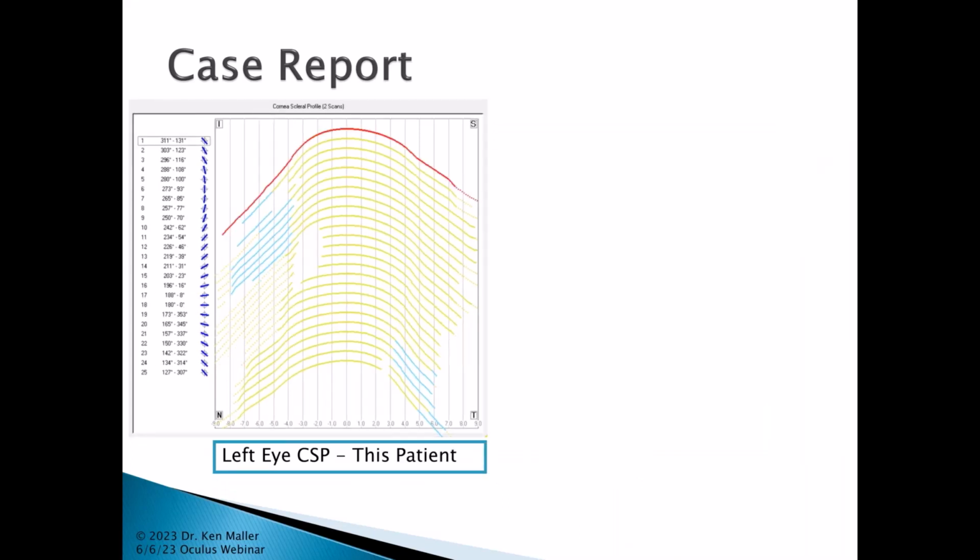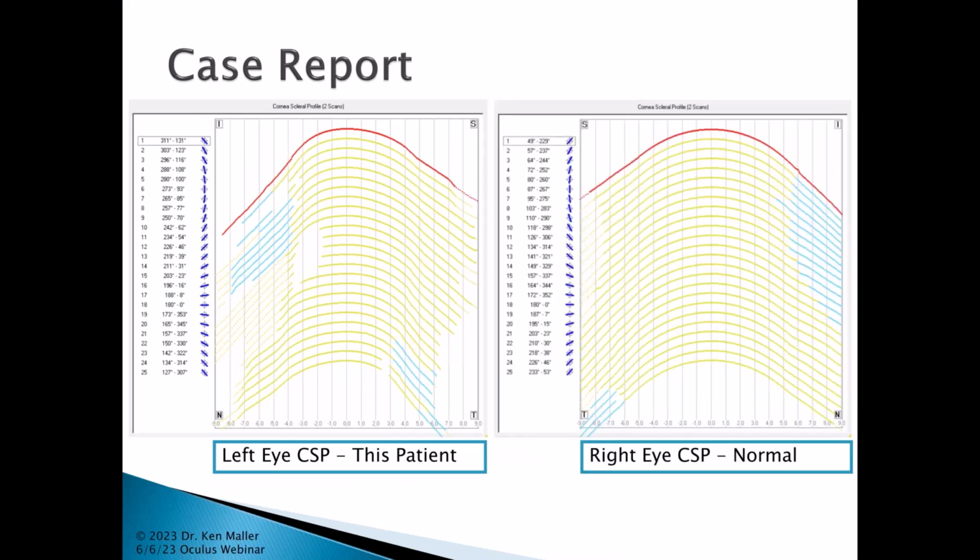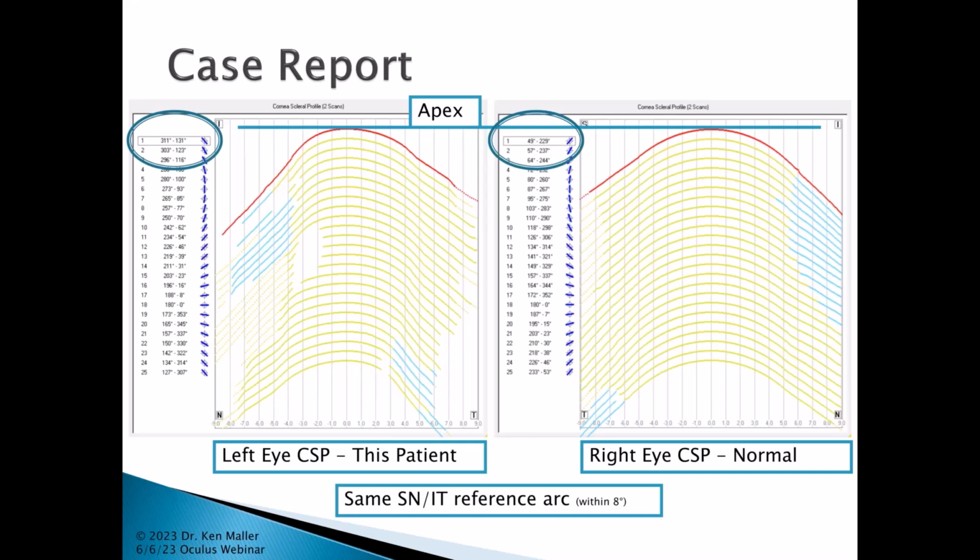All right, so if we take a look at the left eye CSP report of this particular patient and we compare it to a normal right eye CSP report, we see a couple of very interesting things about the CSP report. First, I'll draw this line at the apex over here for reference. And so I've just drawn that to kiss right at the apex of both of these eyes. You can see here that I have compared up the superior nasal and inferior temporal reference arc of both eyes within 8 degrees of each other. So they're kind of mirror images to each other, so we can get a good sense of what's going on one side versus the other and compare them.